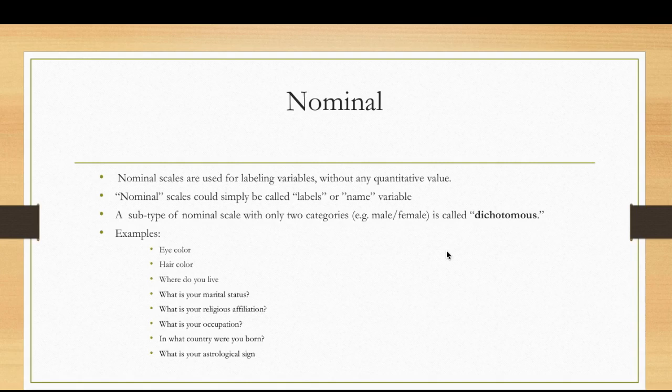Notice that all of these scales are mutually exclusive, so there's no overlap and none of them have a numerical significance. A good way to remember a nominal scale is it sounds like name, and nominal scales are kind of like names or labels. Examples of nominal scales are eye color, hair color, where do you live, what is your marital status, what is your religious affiliation, what is your occupation, in what country were you born, what's your astrological sign, to name just a few.